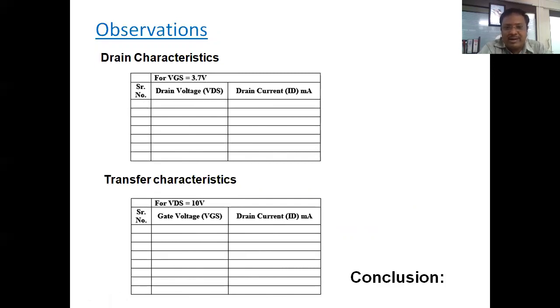Now, the conclusion. That is your part. So what you learn from this, you can write as a conclusion.